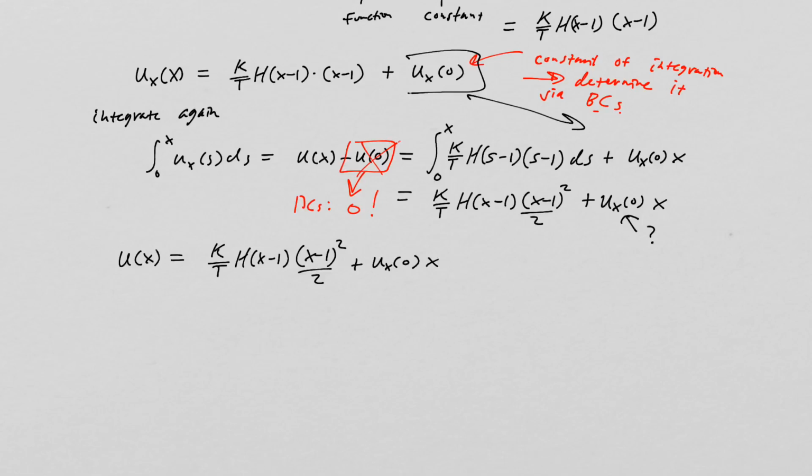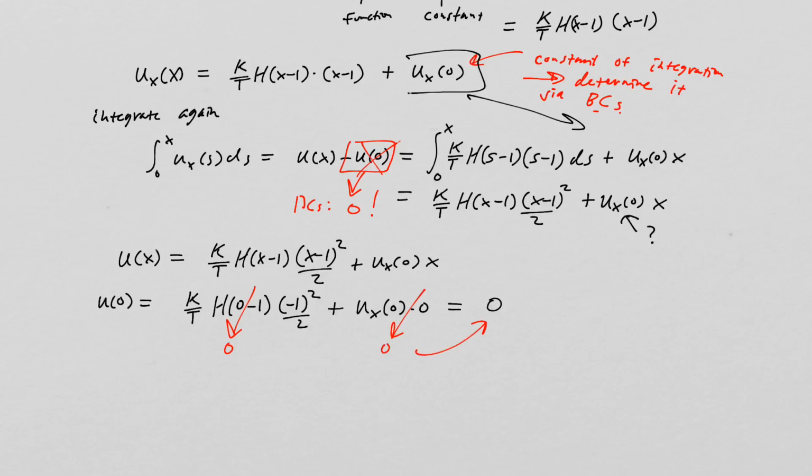So what we want to do, of course, is now use the boundary conditions. So we know u at 0. If I write this there, that's going to be equal to 0, right? Because, first off, the Heaviside is 0 for any negative input, right? And this is going to be 0 as well, so that creates a 0 there. So this satisfies the first boundary condition. Cool.